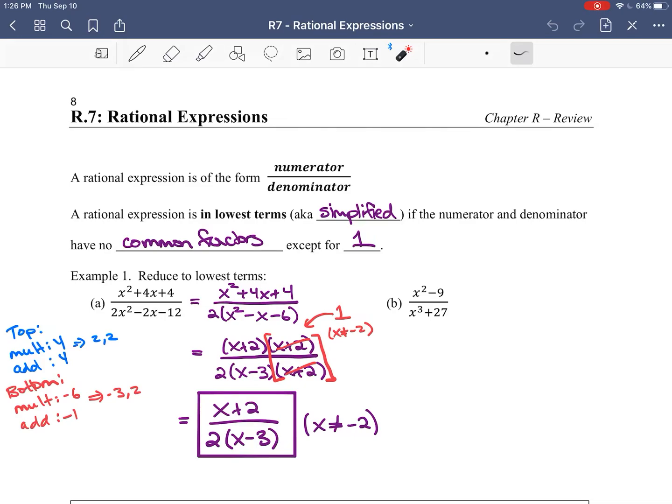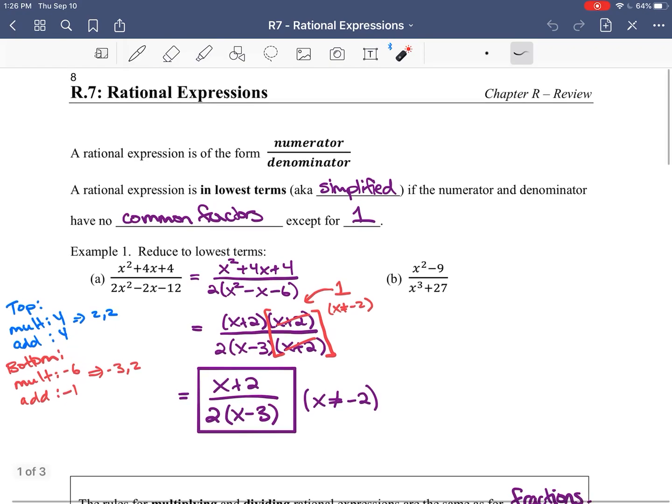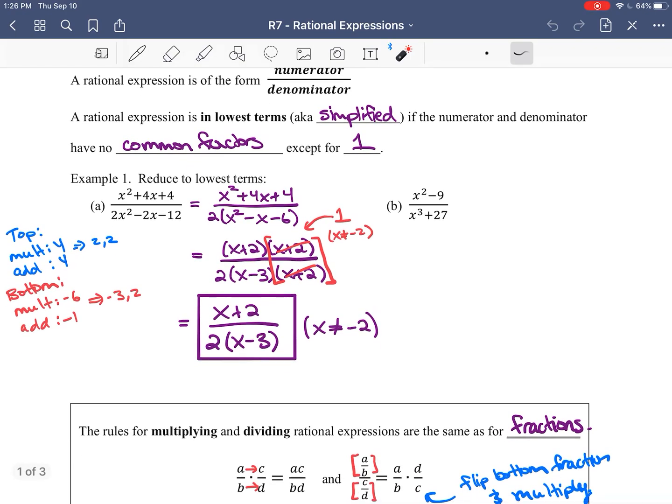In this video, we're going to do some more examples involving rational expressions. So simplifying rational expressions, working with them to multiply, divide, add, subtract, etc. So just how to work with rational expressions. So let's start with part B here.